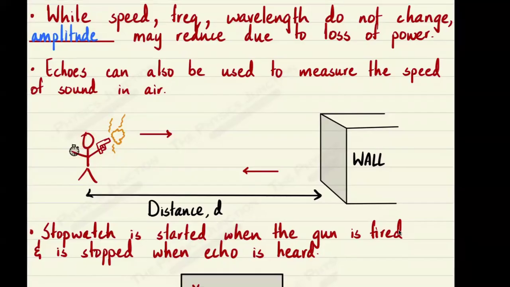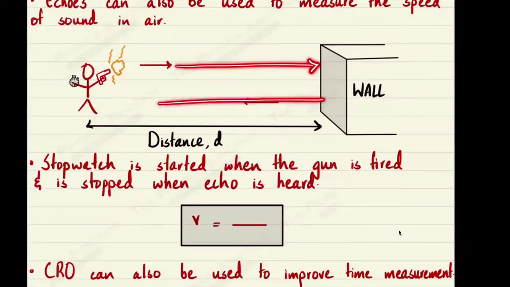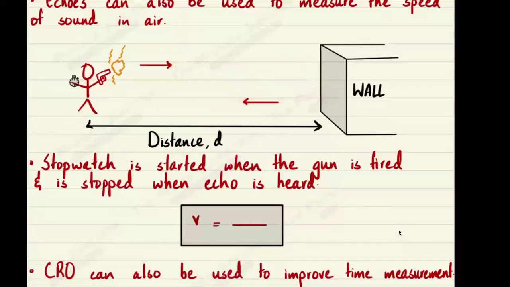So what's going to happen now is this, that whenever he fires the gun, that's when he starts the stopwatch, and when he hears the echo, that's when he stops the stopwatch. Now if we think about it, the time that the student would get from measurements is really the time it takes for the wave to go, strike the wall, and then come back. So this is the time that we would get from the stopwatch.